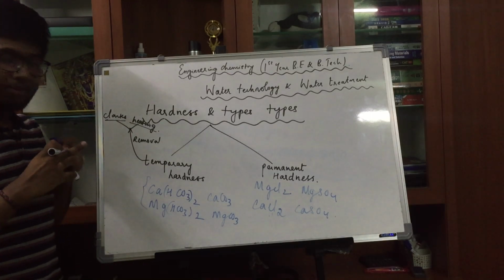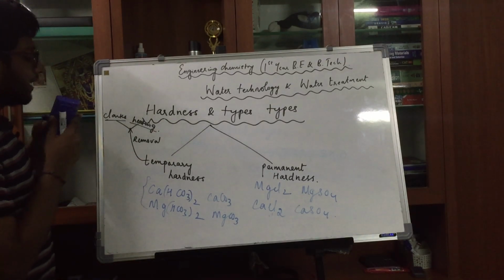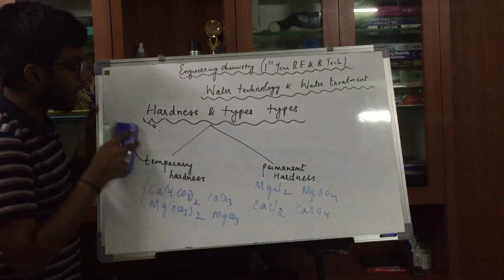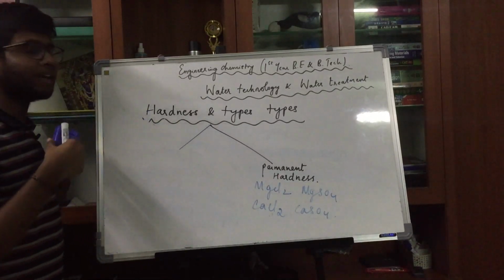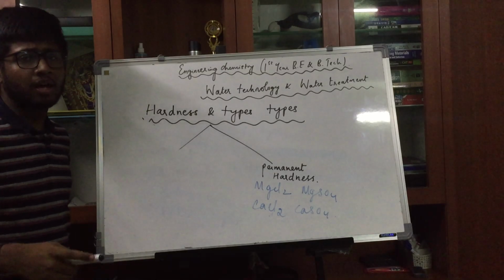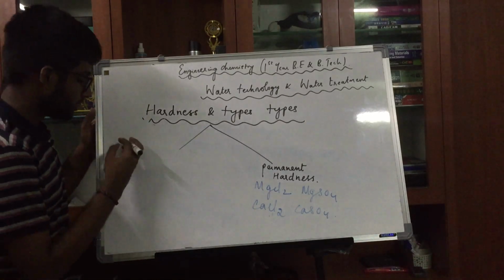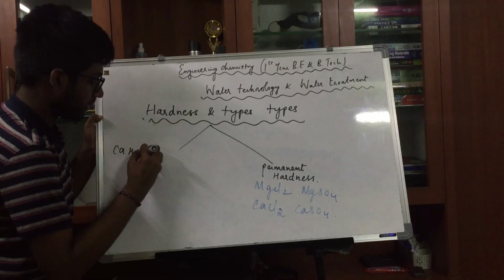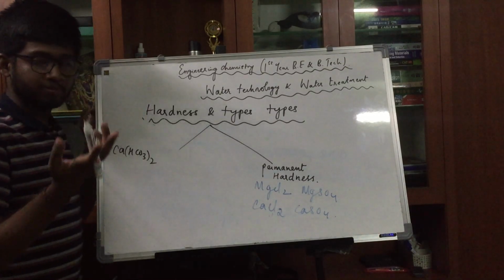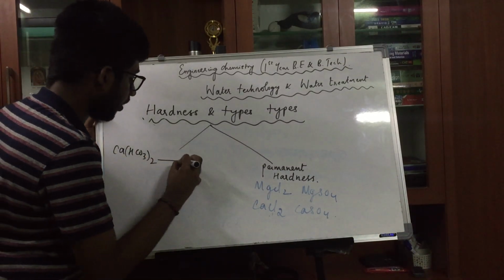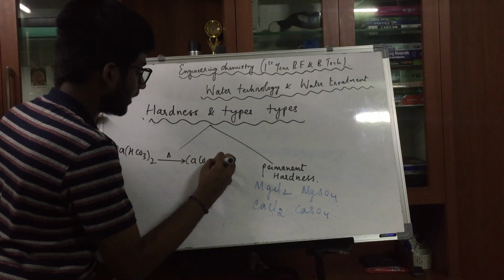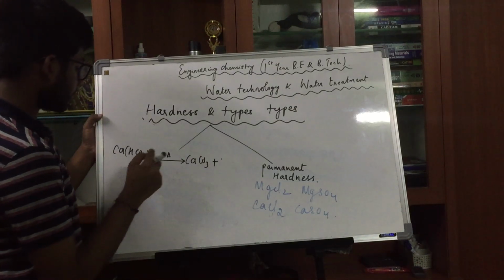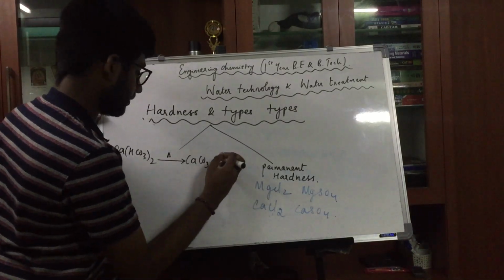So now let us just write few equations, and then we'll know how the temporary hardness has been removed. So now the first way, as we discussed before, is nothing but heating. So now let's take calcium hydrogen carbonate or calcium bicarbonate, and on heating what happens? You will be getting CaCO3 and then you will be getting H2O.